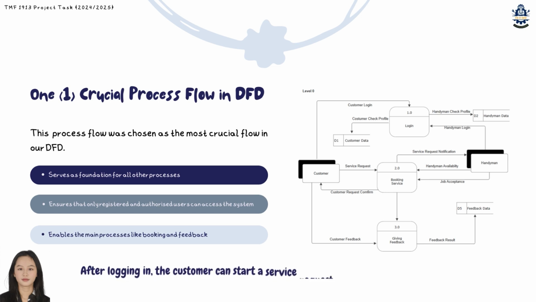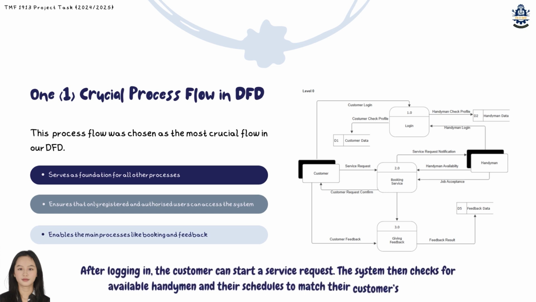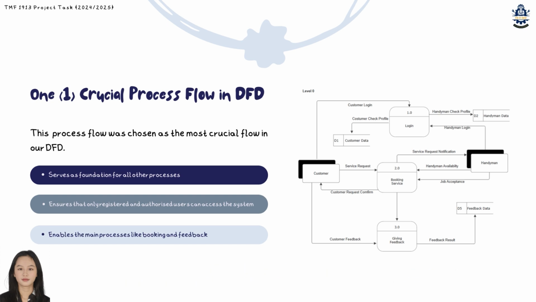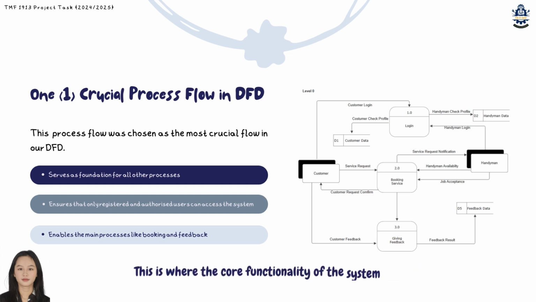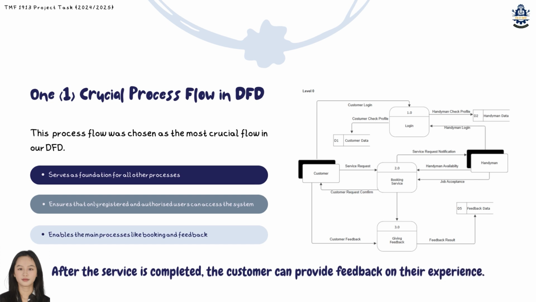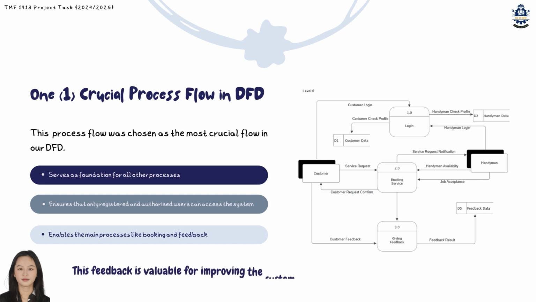After logging in, the customer can start a service request. The system then checks for available handymen and their schedules to match the customer needs. If a suitable handyman is found, the customer can proceed to book the service and make the payment. This is where the core functionalities of the system lie. After the service is completed, the customer can provide feedback on their experience. This feedback is valuable for improving the system and ensuring future customers have a better experience.